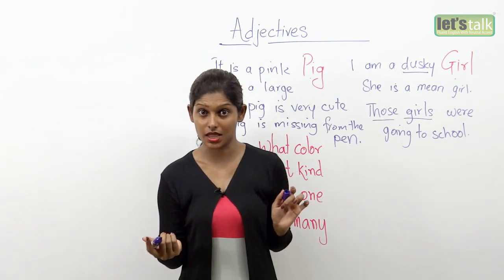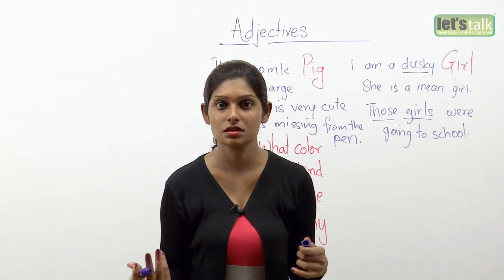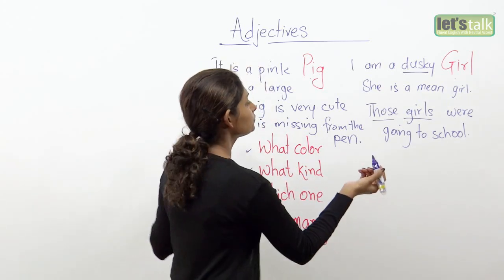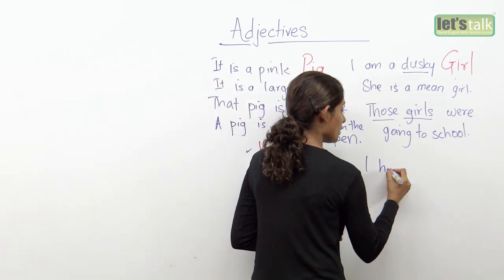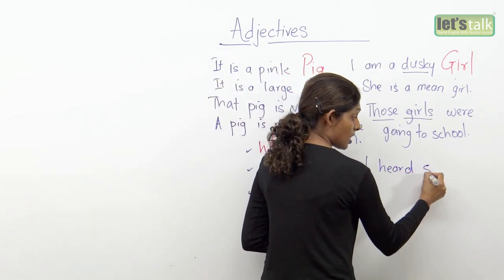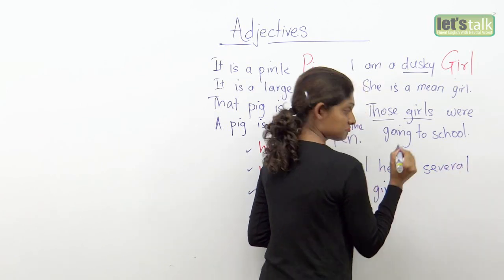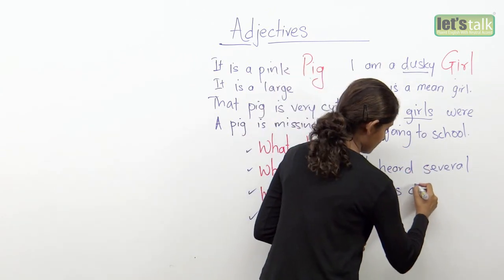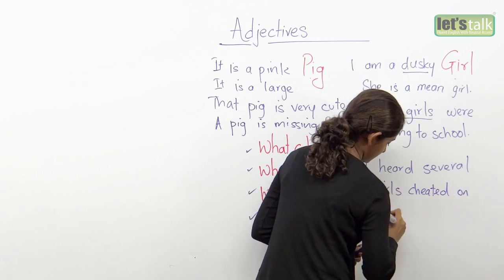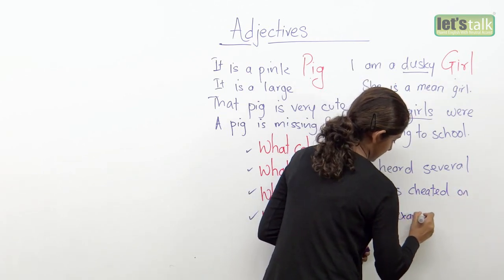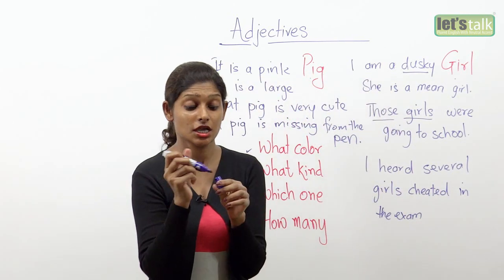How many? Now how many of them? Were there 2 or 3, or was it several or many? So let's put up a sentence like: I heard several girls cheated on the exam. Or let's correct it: in the exam. I heard several girls cheated in the exam.